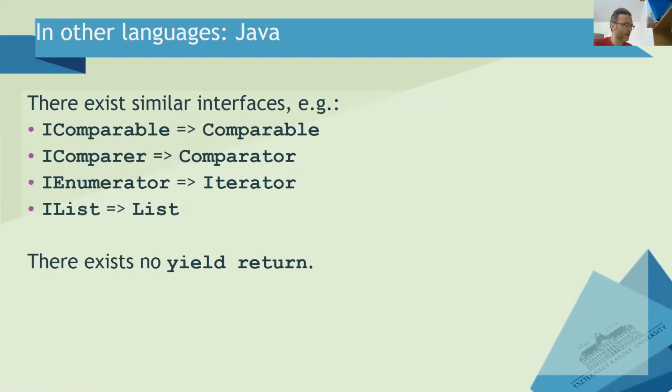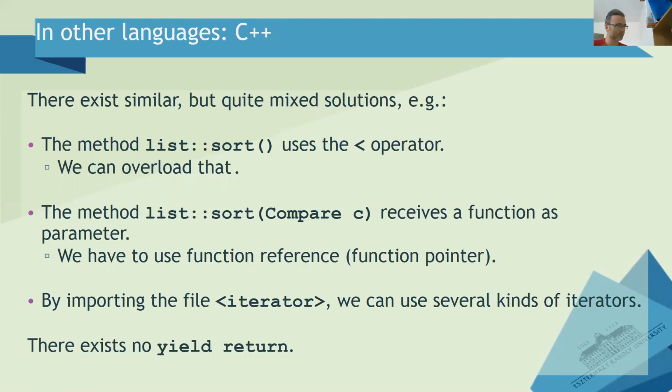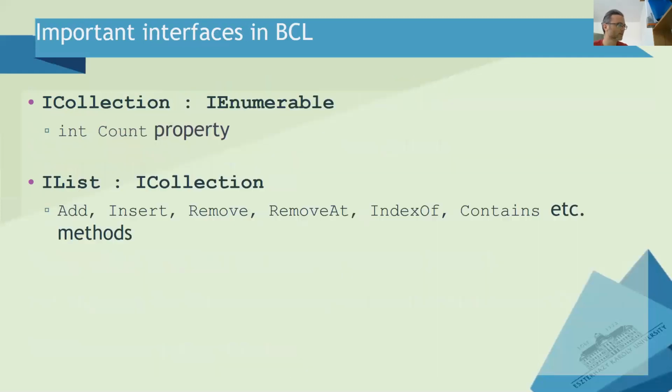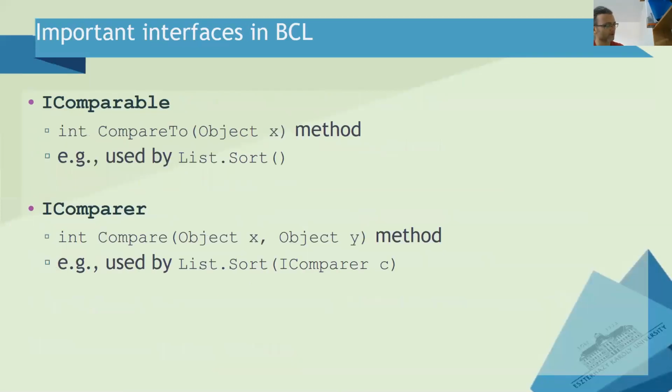Since there are no interfaces in C++, unfortunately, of course, you cannot use those interfaces or their counterparts in C++. In C++, you have to use very mixed solutions for the same purposes. Let me explain one example here. Last time I showed you that in C# the List class has a Sort method, and you can use this Sort method if you implement the IComparable interface or the IComparer interface.